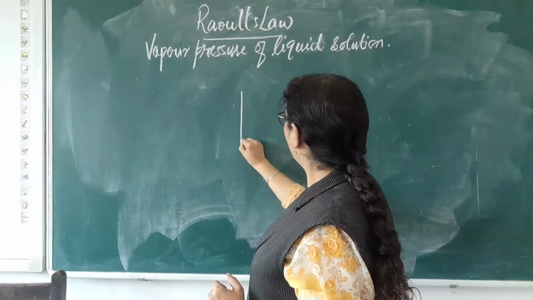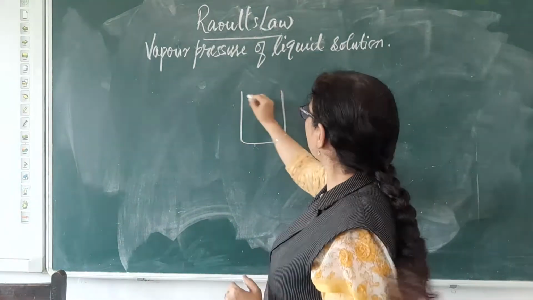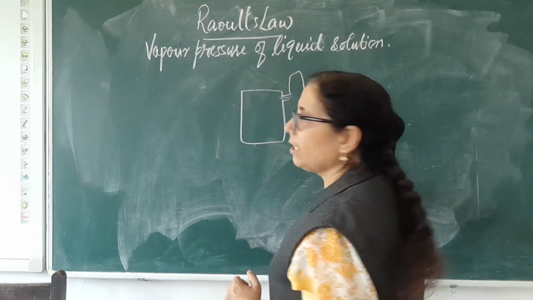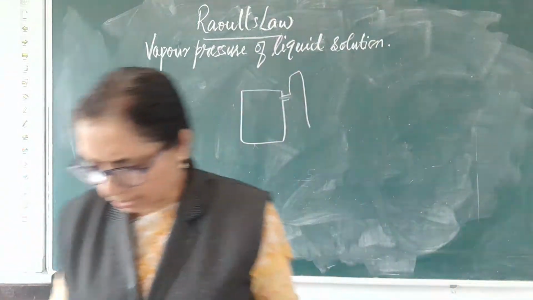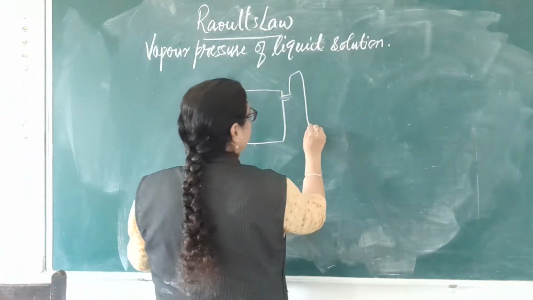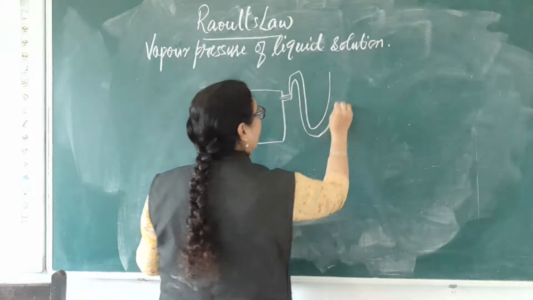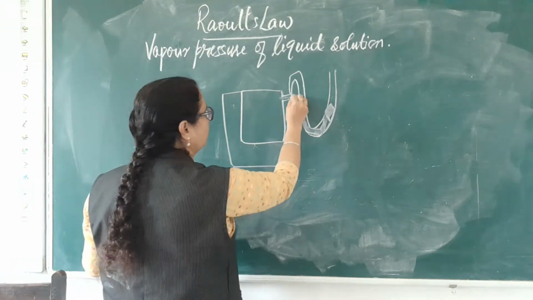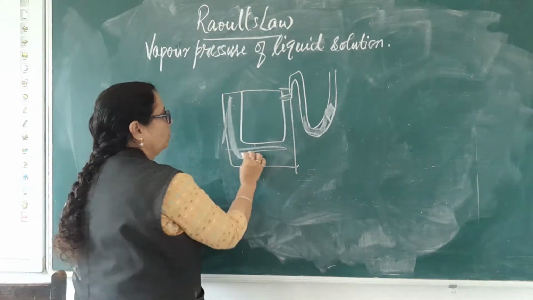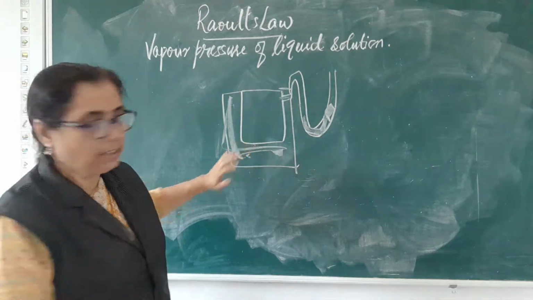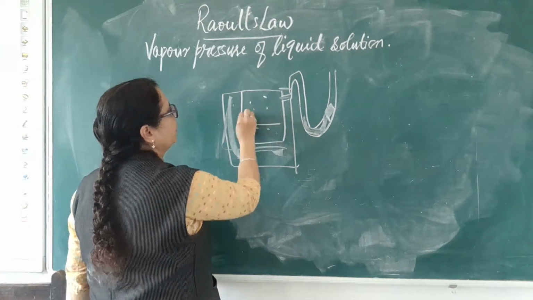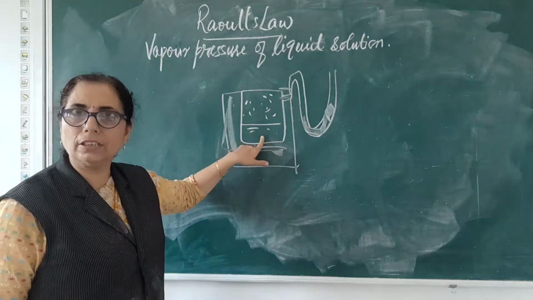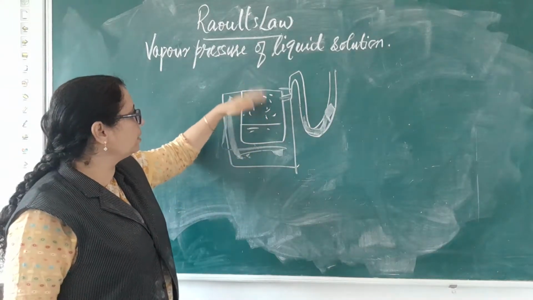This you can study very well by having a container, a beaker which is sealed, with an opening connected to the manometer, having mercury in it, and this whole thing is in a thermostat. Now here there is a liquid, and over it there are vapors present. These vapors are in equilibrium with this solution, and these vapors exert pressure.